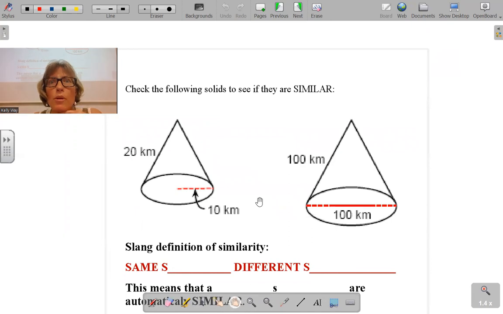I want you to determine if these are similar. You have 30 seconds. Go.